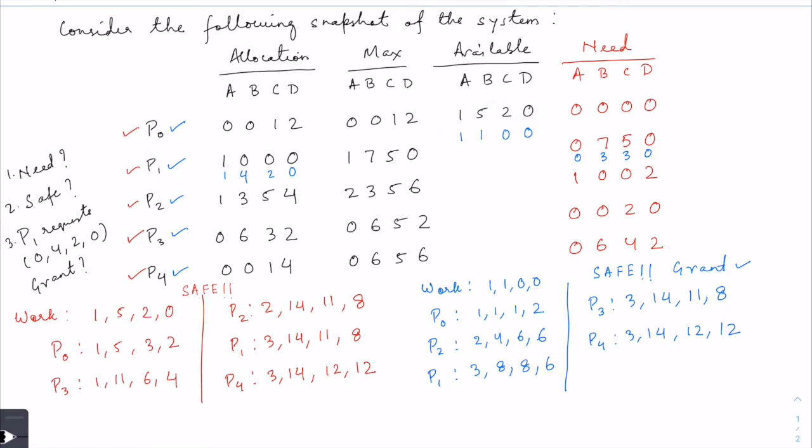Let's look at the available vector over here. What does that mean? At this point of time, we have only one instance of A free, 5 instances of B available, 2 instances of C available, and nothing from D available in the system at this point of time.